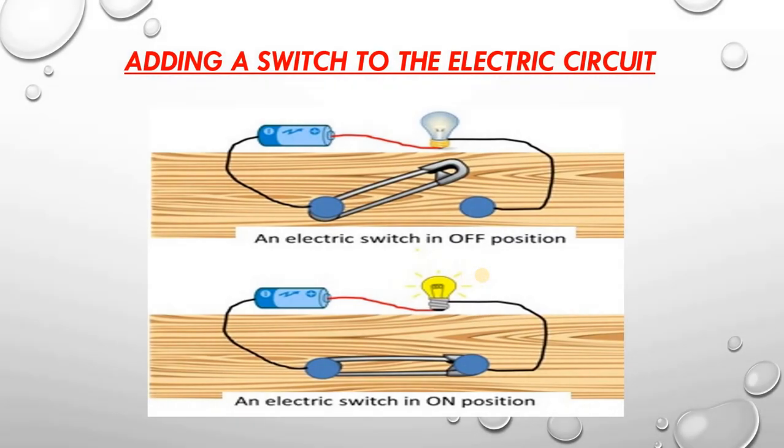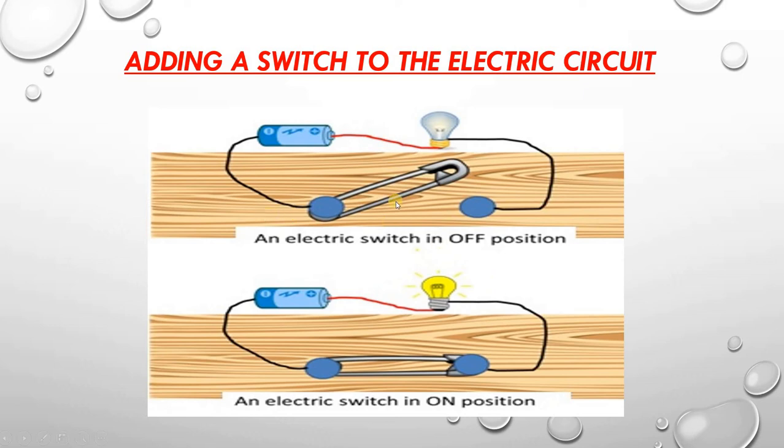Now, the next thing that we will discuss is adding a switch to the electric circuit. Previously when I taught you the electric circuit, there was no switch. Now, what will happen if I add a switch to the electric circuit? We have already described an electric circuit that consists of a cell, torch bulb, and two wires which makes the bulb light up. Now, if you want to turn the bulb on and off easily, then what to do? We have to add a switch in the circuit. Now this can be done as follows.